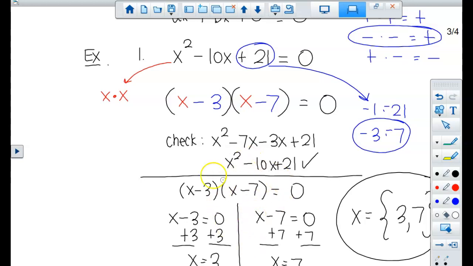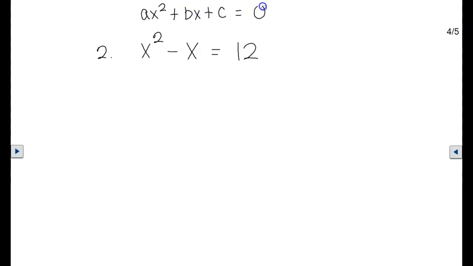This is the example that we finished in part 1 of the video. Here is another. This time we're going to do x squared minus x is equal to 12. Now remember that when we solve these quadratic equations by factoring, the first step is to make sure the equation looks the way we need it to. We want this to be ax squared plus bx plus c is equal to 0.